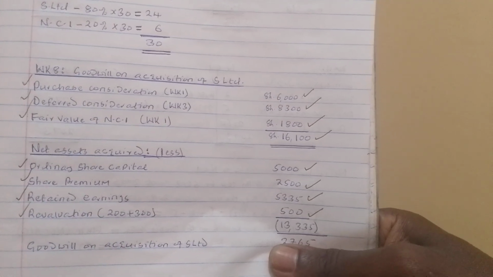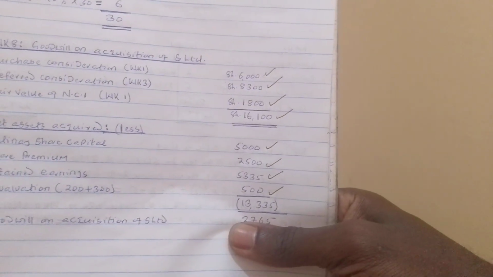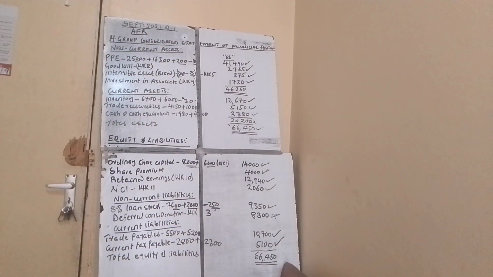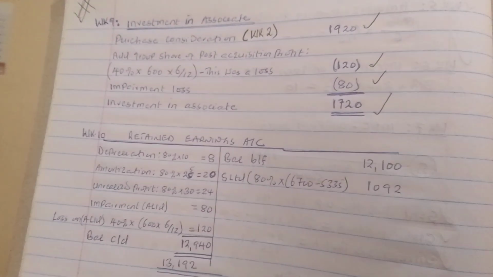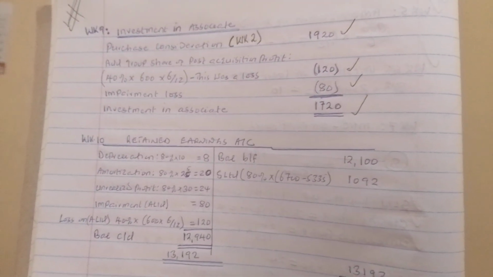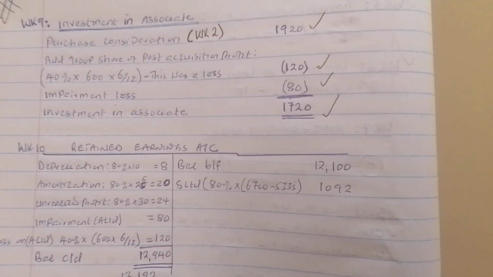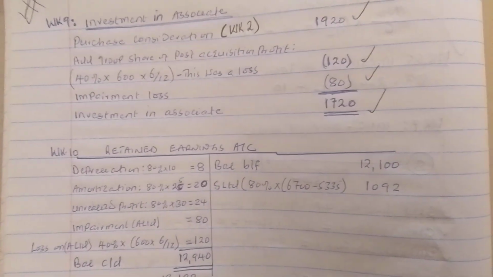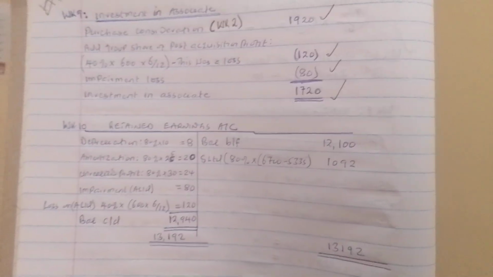Goodwill, you see how we did our goodwill. We got 2765, and that figure has to appear in the consolidated statement of financial position. After that, what else do you take? We continued with our workings elsewhere. Investment in associate, I have told you that we don't consolidate associate items line by line. We calculate one figure which we report as a non-current asset. In our case, 1720 is the investment in associate. You can see it in our question on the whiteboard.